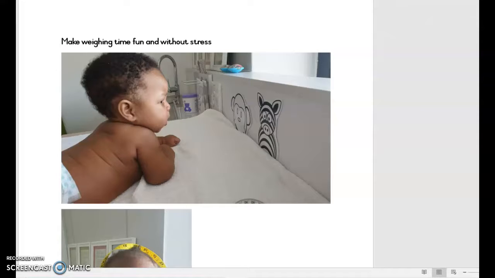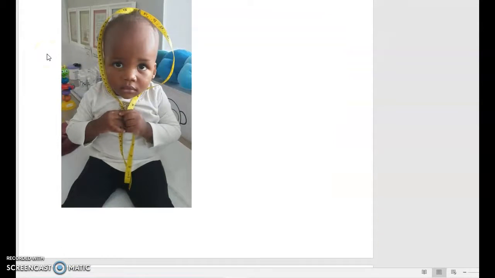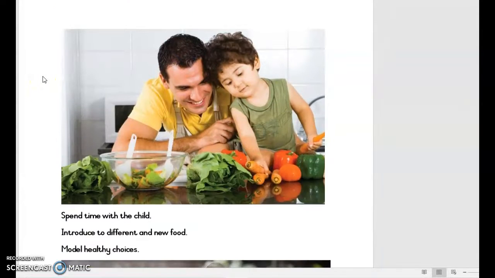Just some ideas that came to mind. Make weighing time as fun and without stress as possible. It has to be fun. They do not have to be afraid. They must make a game out of it. When working with food, spend time with the child. Don't let them eat alone. Talk about the food. Introduce new foods. Model healthy choices, because you are the child's model, ne?